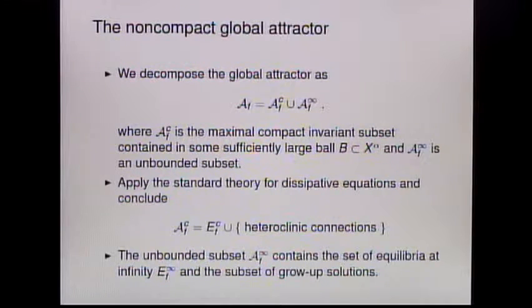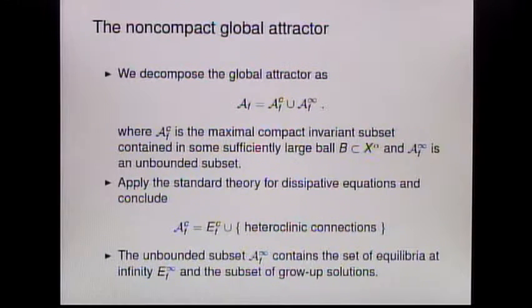If we apply the standard theory for dissipative equations, we are then able to prove that this compact set will be decomposed as the union of all the bounded equilibria and the heteroclinic connections between the bounded equilibria. We can also prove, by applying the theory for these dissipative equations, that two bounded equilibria will be connected by a heteroclinic orbit if and only if they are adjacent. So with this observation, we solve the problem concerning the equilibria that remain bounded.